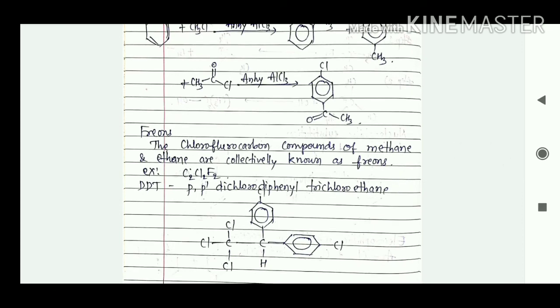Right, like that we have some more concepts like freons. Chlorofluorocarbon compounds of methane and ethane are collectively known as freons. Like that we can consider this one, C2Cl2F2. We have one more compound, that is DDT. This is nothing but p,p'-dichlorodiphenyltrichloroethane, right. Here you can consider this one, para-dichlorodiphenyltrichloroethane.